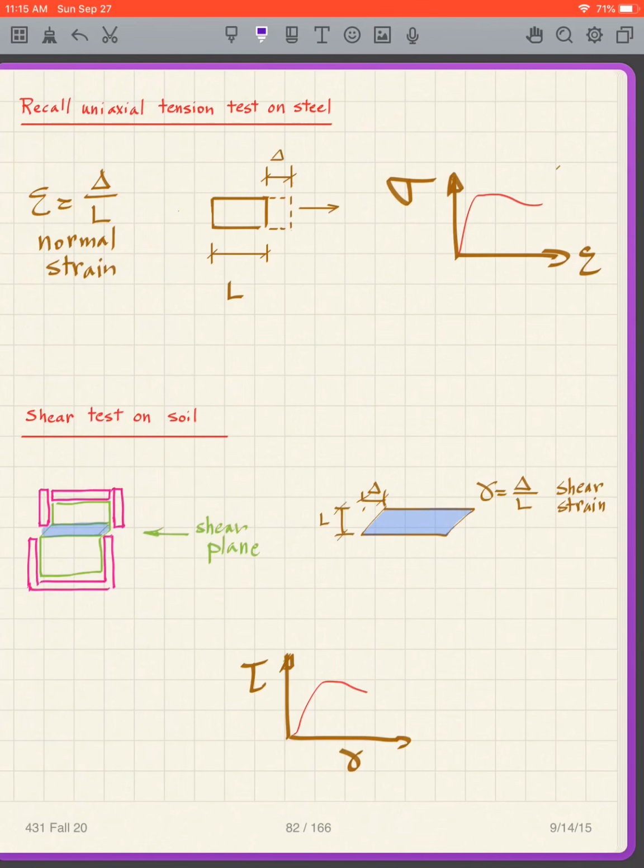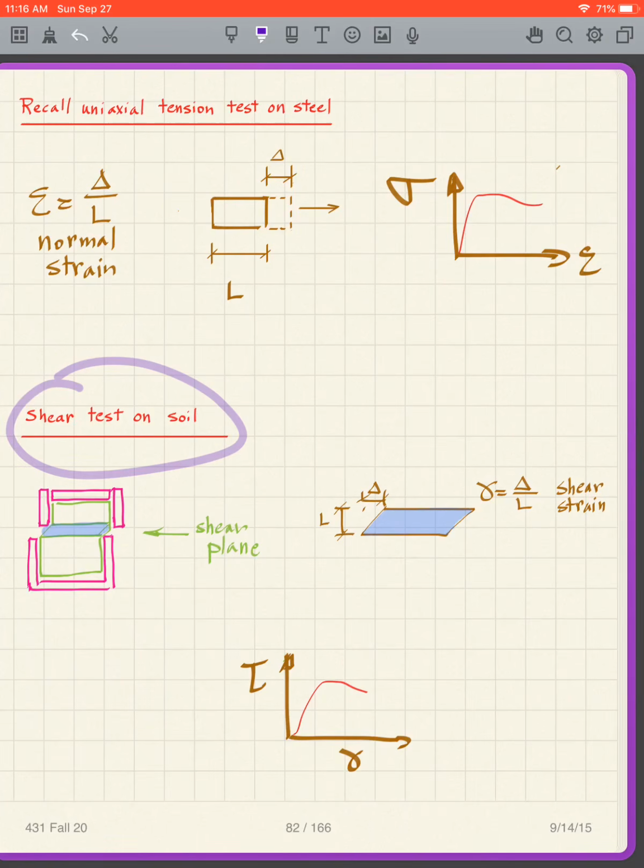And just as a little refresher of your memory here, you did a uniaxial tension test in your materials class or some class that you've taken. And what was it? Remember, we had steel, and we loaded the steel in tension, and we got a deformation delta, the original length L, for instance, and then our normal strain was delta over L. And we could plot up our stress strain curve, and it looked like that.